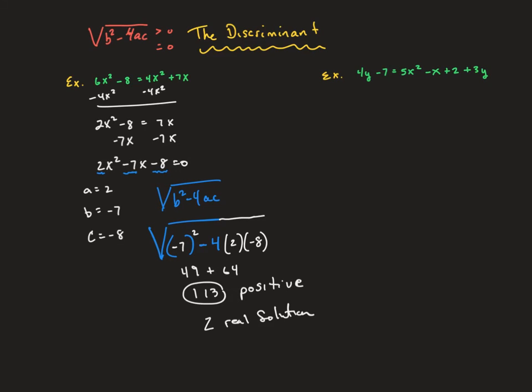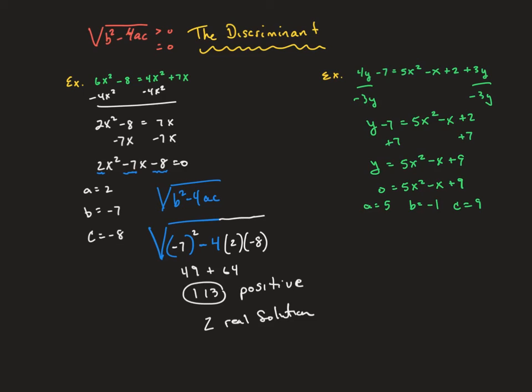If we go ahead and simplify our next example and put it in standard form, let's see here, combine my y's. So I'm going to subtract 3y from both sides. I'm going to have y minus 7 is equal to 5x squared minus x plus 2, and I'm going to go ahead and add 7 to both sides. I'm going to have y is equal to 5x squared minus x plus 9, and then go ahead and make that 0 is equal to 5x squared minus x plus 9, so I can solve using the quadratic formula. And a is going to be equal to 5, b is going to be equal to negative 1, and c is going to be equal to 9.